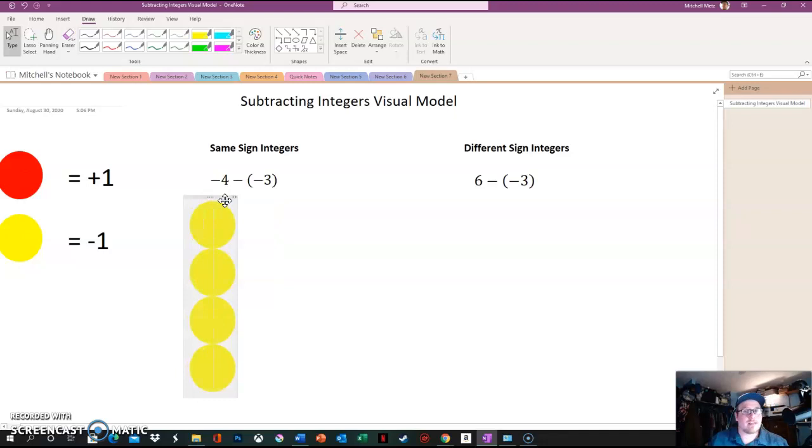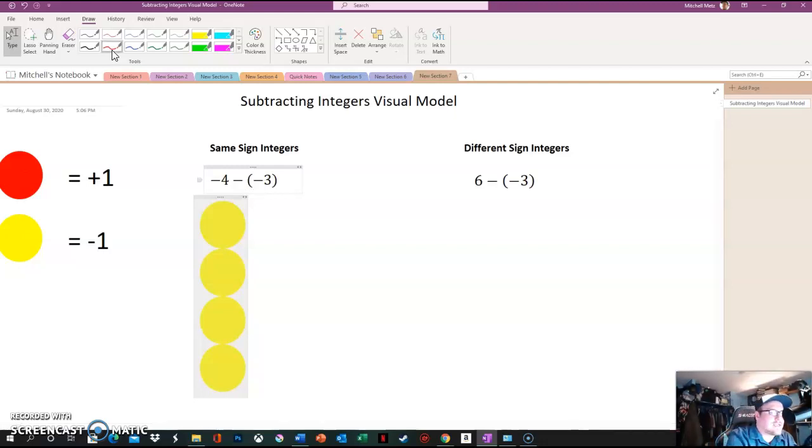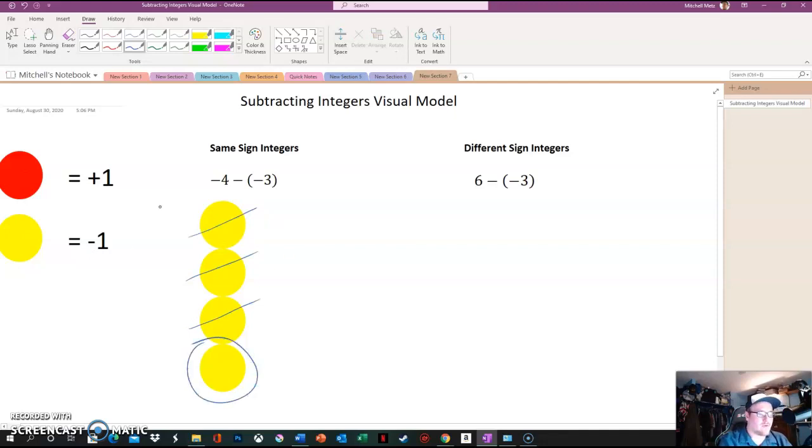Now, we have to really think about this problem. I have 4 yellow circles, and I am taking away 3 of those, or I'm taking away a -3. All that really means is I'm taking away my negative circles by crossing them out. So I just need to cross them out. I'm going to take away 3: 1, 2, 3. And all I'm left with is 1 yellow circle, which represents -1. So -4 minus -3 should be -1.